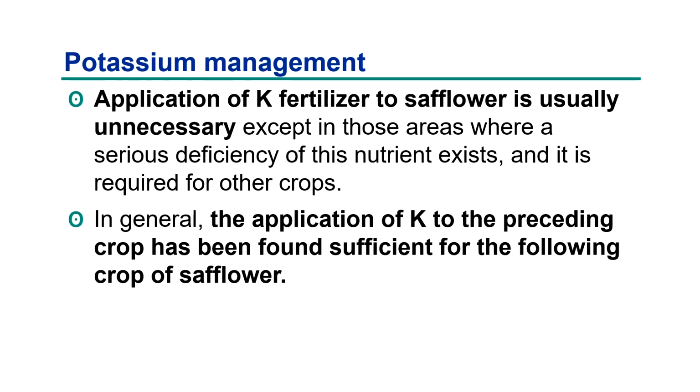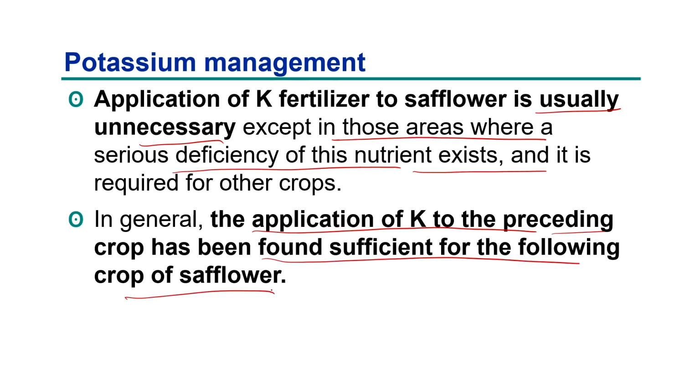Now, after nitrogen and phosphorus, let us see potassium management in safflower crop. Application of potassic fertilizer to safflower is usually unnecessary except in those areas where a serious deficiency of this nutrient exists. In general, application of potassium to the preceding crop has been found sufficient for the following safflower crop. However, due to extensive cropping, soil erosion and other losses, potassium may be medium or low in certain soils. Under those conditions, we may require application of potassium based upon soil test.